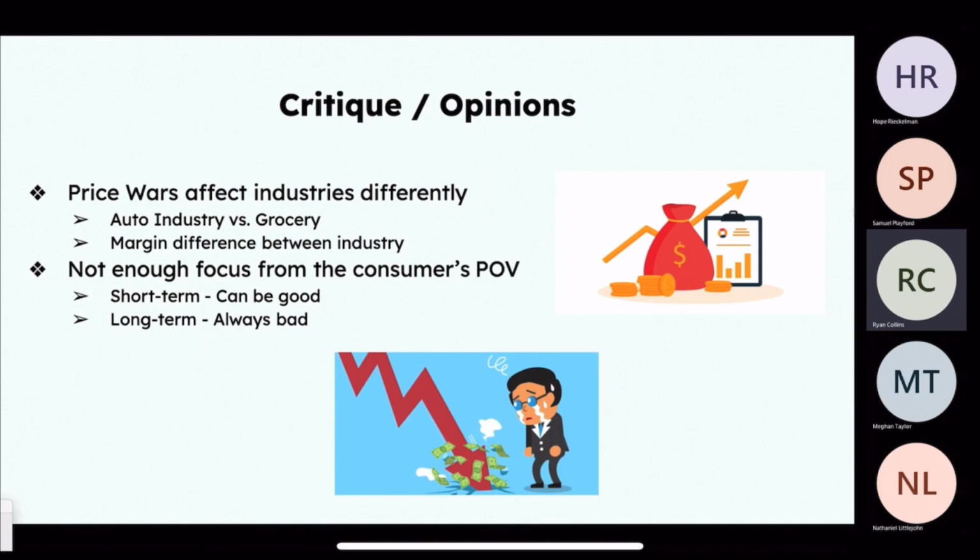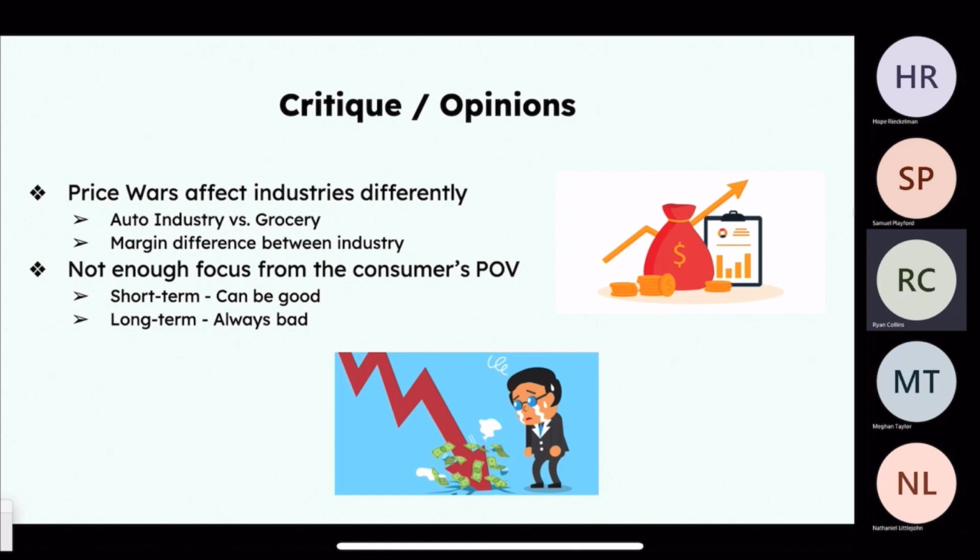Our second critique is that there's not enough focus on the customer's point of view. There are situations where a customer is well off when businesses decide to enter into a price war, and this wasn't really stated too deeply in the article. In the short term, consumers win when companies go into price wars, because goods are cheaper. When goods are cheaper, this allows consumers to have more purchasing power, allowing them to purchase more goods.